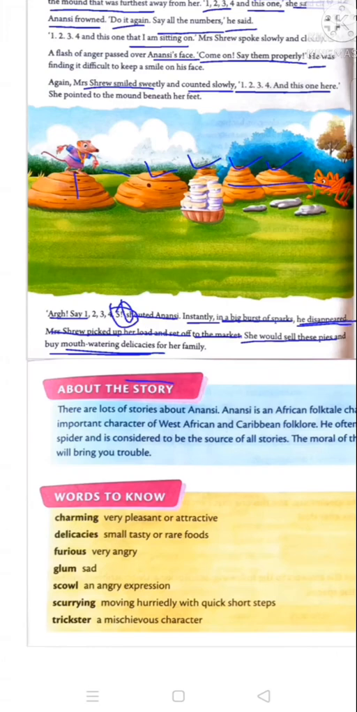First is charming, which means very pleasant or attractive. Delicacies means small, tasty or rare foods. Furious means very angry. Glum means sad. Scowl means an angry expression. Scurrying means moving hurriedly with quick short steps. And lastly, trickster means a mischievous character.